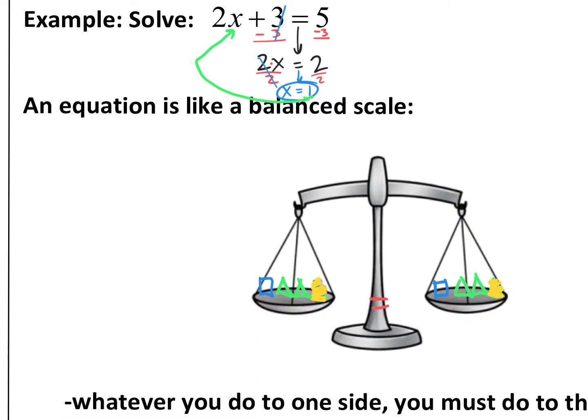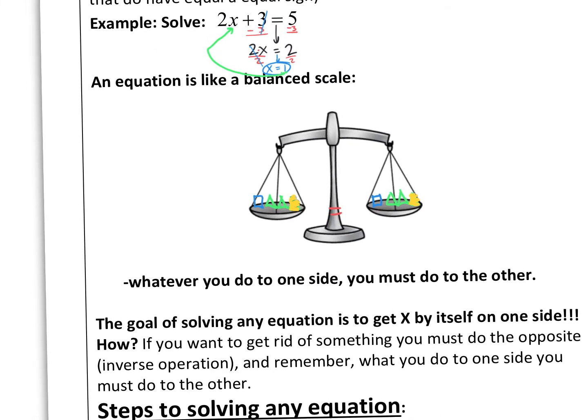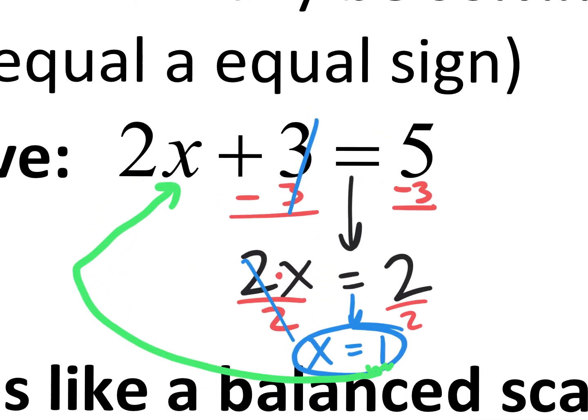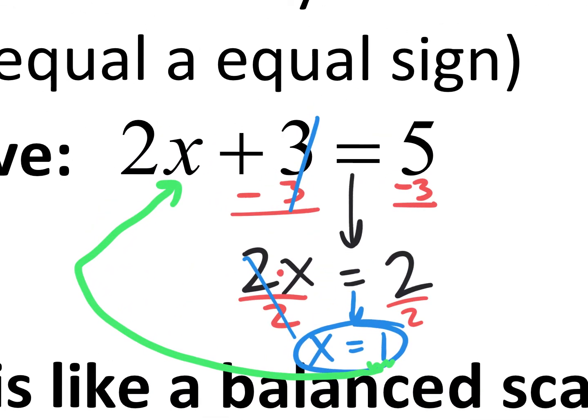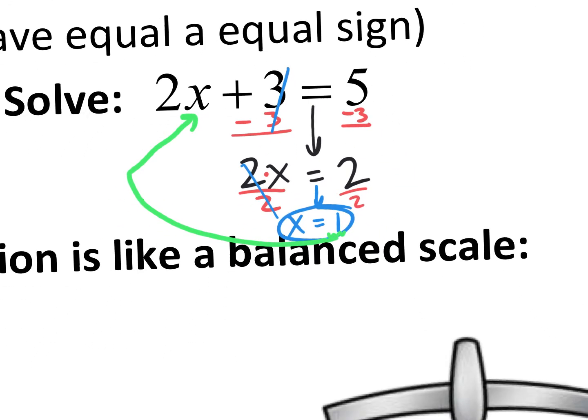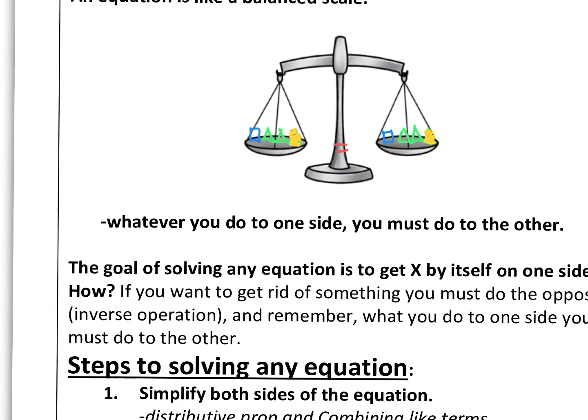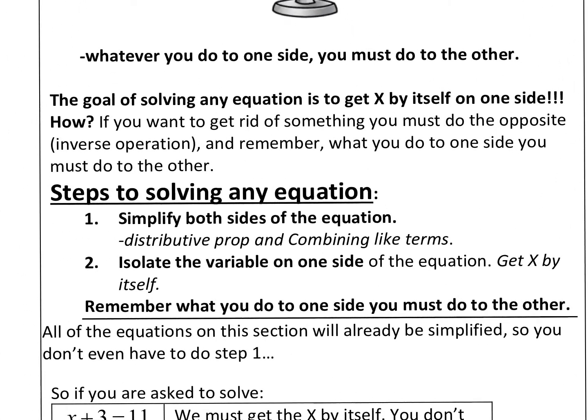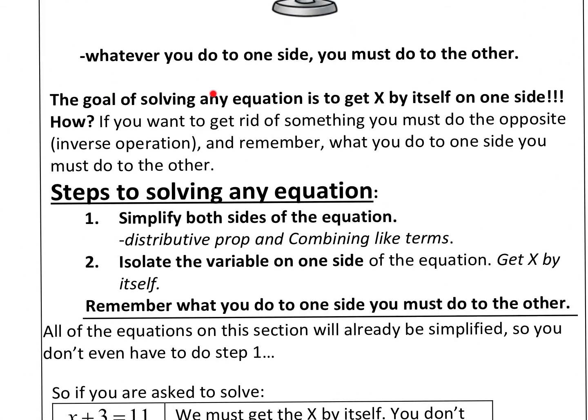So we're going to go through tons of what are called simplified equations. Why are they simplified? Because there is no distributive property or combining like terms. It's only 2 or at most 3 steps in today's practice. So these are pretty simple equations. Well, let's continue on. Once again, the goal is to get x by itself on one side. How do you do that? If you want to get rid of something, you must do the opposite, the inverse operation. And remember, what you do to one side, you must do to the other.